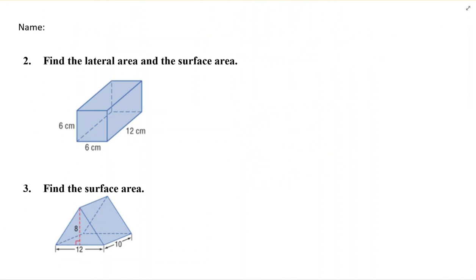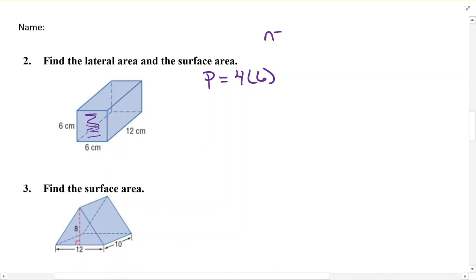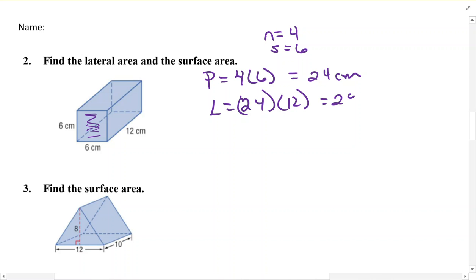For problem number 2, we want to find the lateral area and the surface area. For this, the bases are the front and the back. So the perimeter would be 4 times 6 because we have 4 sides and the length of each side is 6. So the perimeter is 24 centimeters. The lateral area is the perimeter times the height, so 24 times 12, which gives us 288 centimeters squared.